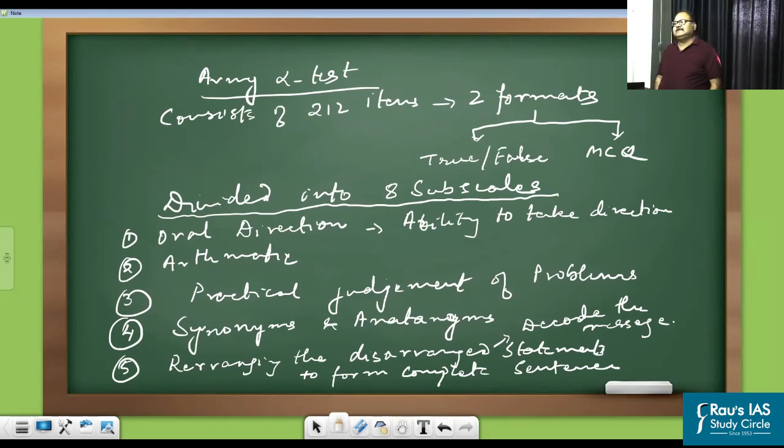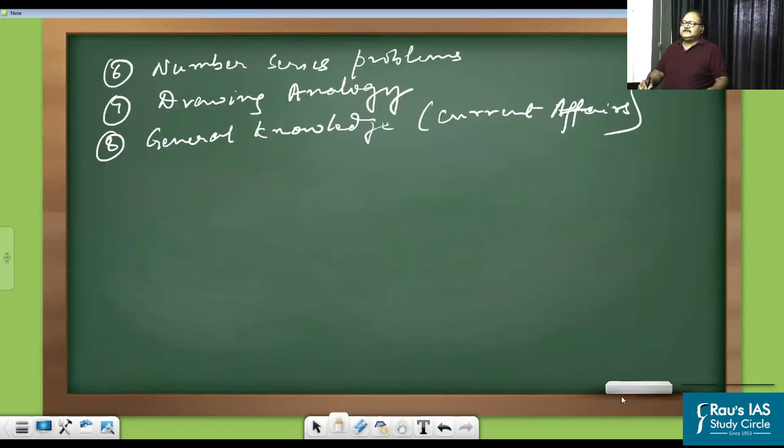Some of the questions are related to test the ability to take direction, that is oral directions. Then there were some arithmetic problems. There were some practical judgment problems, synonyms and antonyms, to see the command over language, and rearranging the disarranged statements to form complete sentences. This was useful for decoding the messages or breaking the codes. Number series problems, drawing analogies, and general knowledge, that is current affairs. Okay? So in totality, these were the 8 subdivisions.